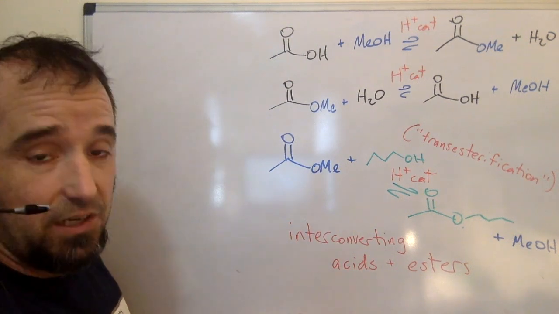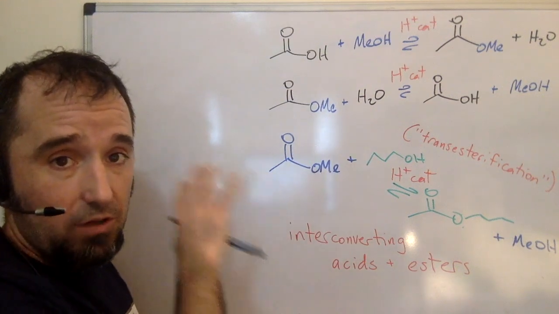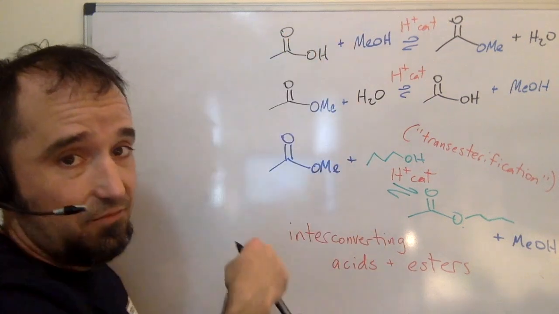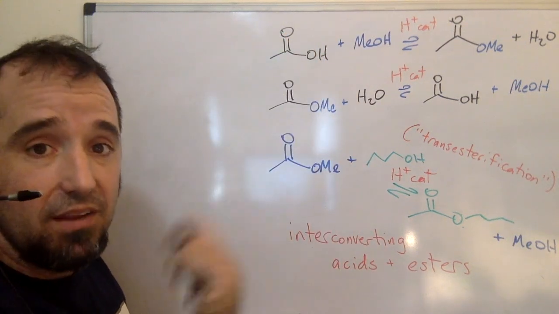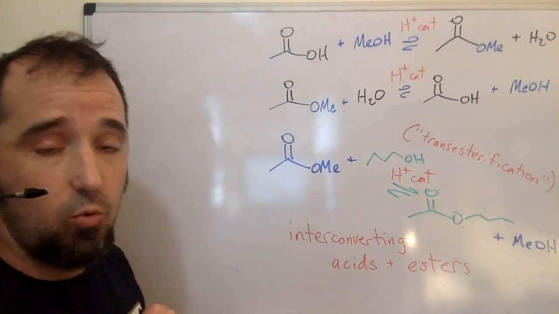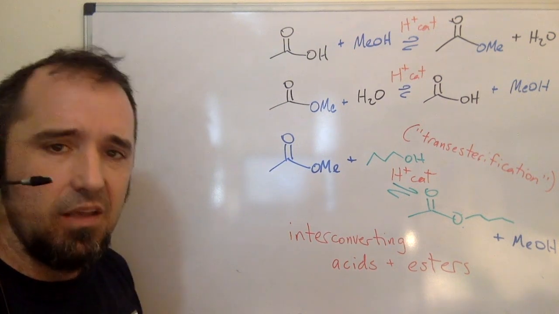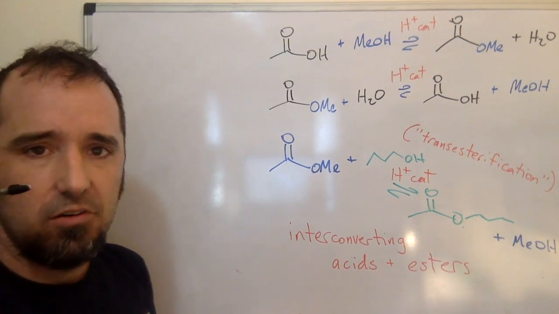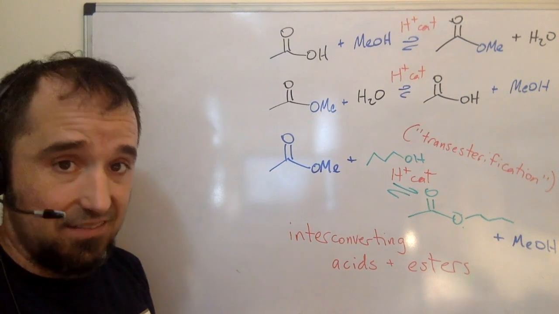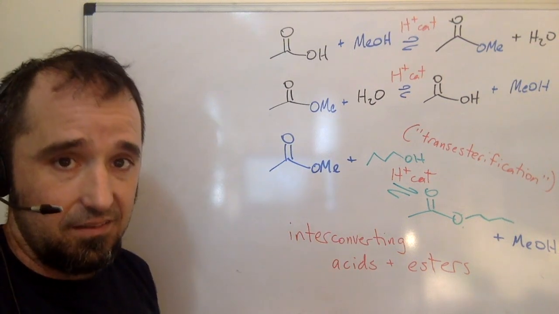And probably the easiest way to do that is to add or subtract water. Right? If I throw a lot of water at it, it's going to want to push it to the carboxylic acid. If I take water away from it, it's going to want to push the equilibrium toward the ester. That's Le Chatelier's principle. So it's easy to interconvert carboxylic acids and esters under acid catalysis. And a little bit of acid, sulfuric acid, hydrochloric acid, doesn't matter what the acid is, catalytic.